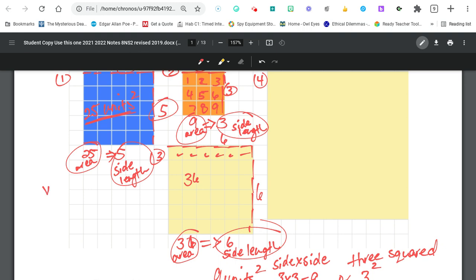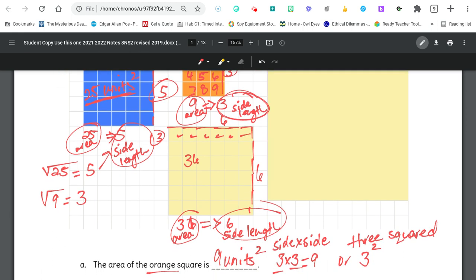Okay, my area is 25. So if I take the square root of my area, the square root of 25 is 5. That gives me the side length. Well, the area of the orange square was 9. Look what happens when I take the square root of 9. I get 3, and 3 was my side length. All right, look what happens when I look at the yellow square. If I take the square root of 36, I get 6. I get the side length.